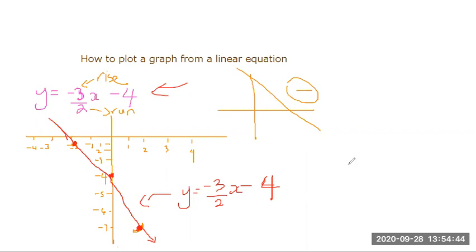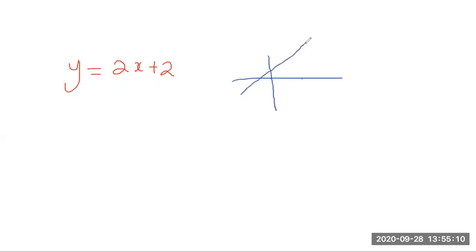I'm going to do a different one that has more positives in there, which will be a little bit easier to understand. So the equation is y equals 2x plus 2. I could look at this and see that it's positive, so I know that my graph is going to go in that direction. I don't know the points yet, but it's going to go in that direction. I also know that it goes through 2 because the y-intercept is 2.